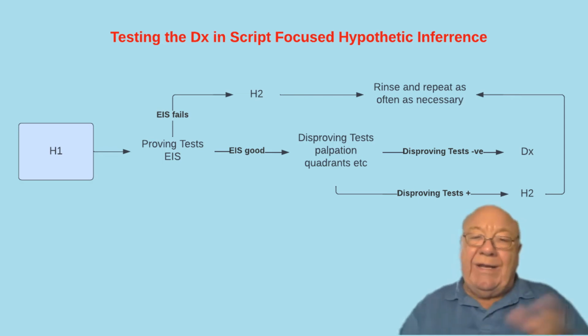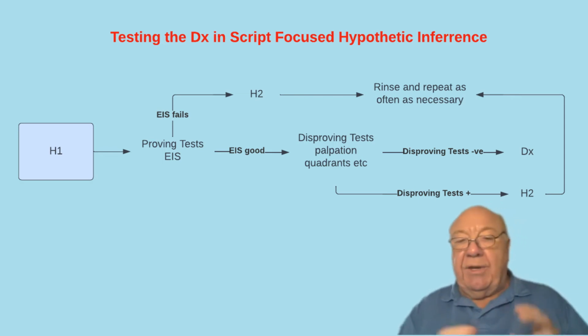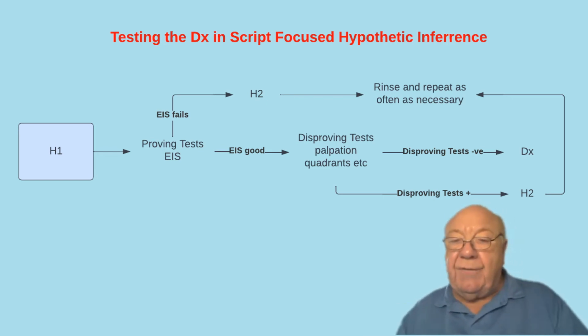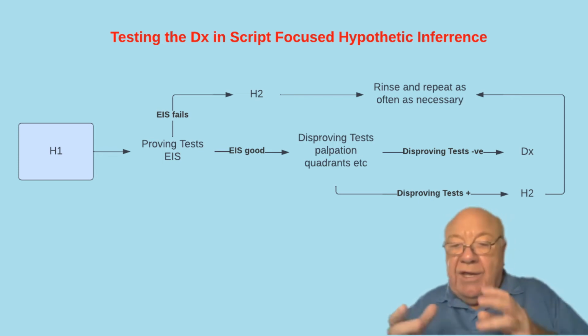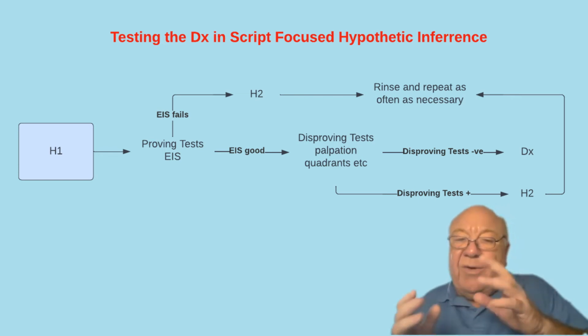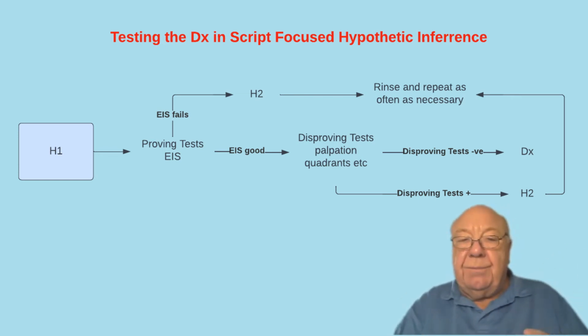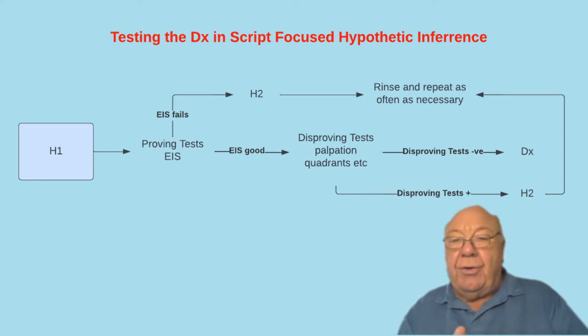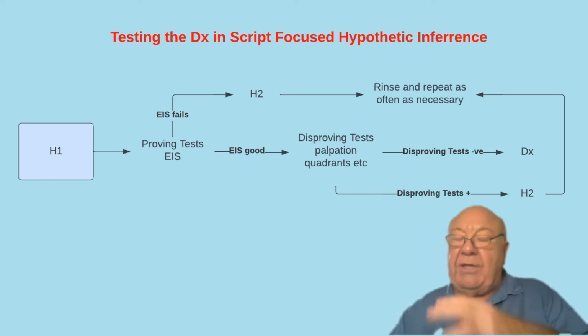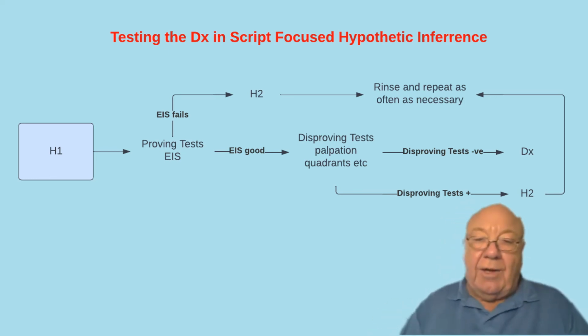Now, we should have already done palpation when we were doing a proving test, but if the palpation turns out to be negative, we've disproved it. Anyway, if our disproving tests are negative, we have our diagnosis. If our disproving tests are positive, that is, it refutes the hypothesis, then we have to generate H2. So the disproving tests are a check on the EIS being good. It's also a way of decreasing bias, because you're basically checking yourself against a hypothesis.